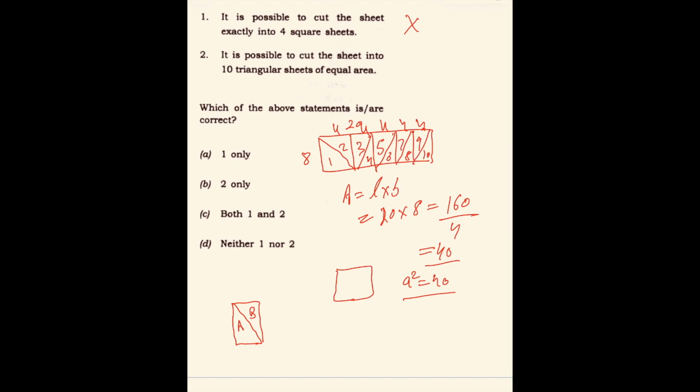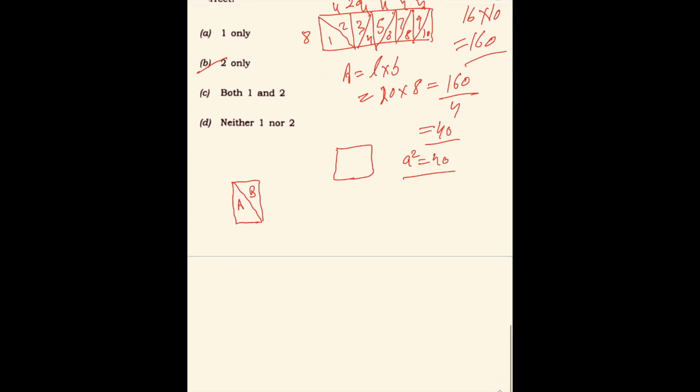So it can be cut into 10 triangular sheets of equal area, each having area half into 4 into 8, that is 16, and 16 into 10 comes out to be 160. That was the area of the actual rectangular sheet. So only 2 is the possible correct answer.